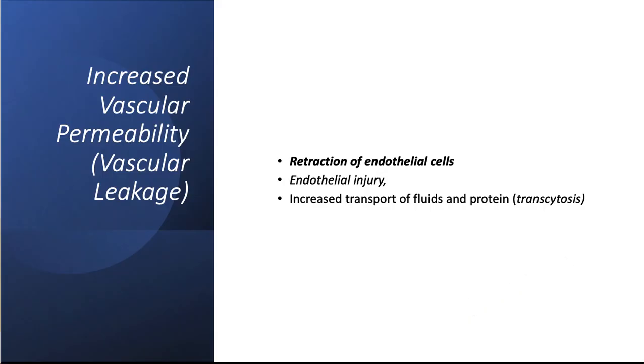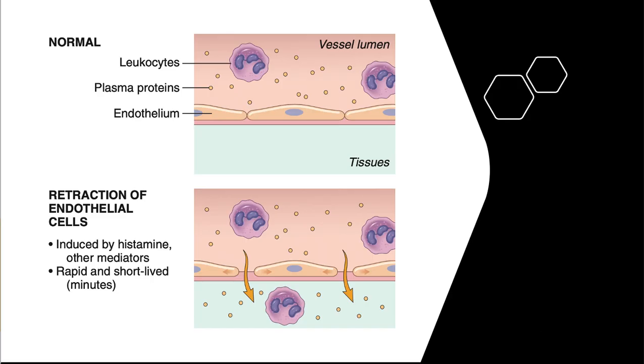There are several mechanisms responsible for increased vascular permeability in acute inflammation, which include retraction of endothelial cells, endothelial injury, and increased transport of fluids and proteins known as transcytosis.